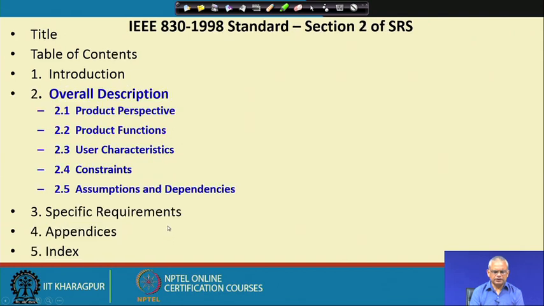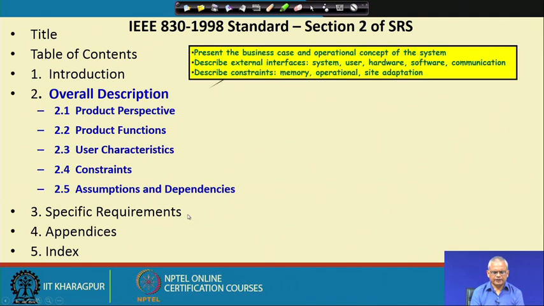Now, let us look at the overall description. This is section 2. The subsections here are the product perspective, product functions, user characteristics, constraints, assumptions and dependencies. In the product perspective, we write here the business case, that is how it will help the customer, how it will benefit, how it will be used and so on.